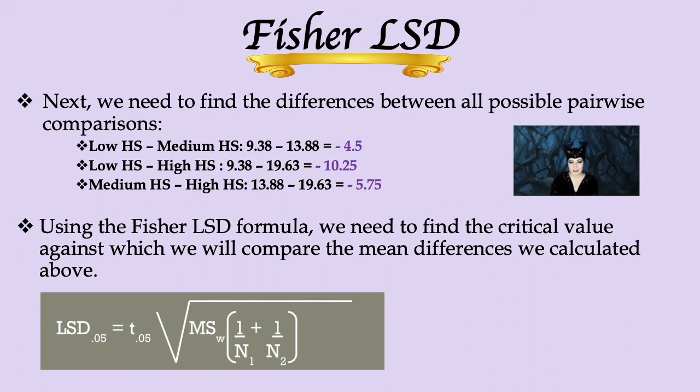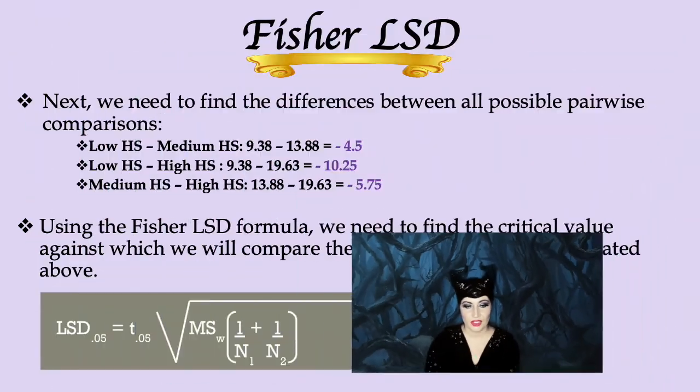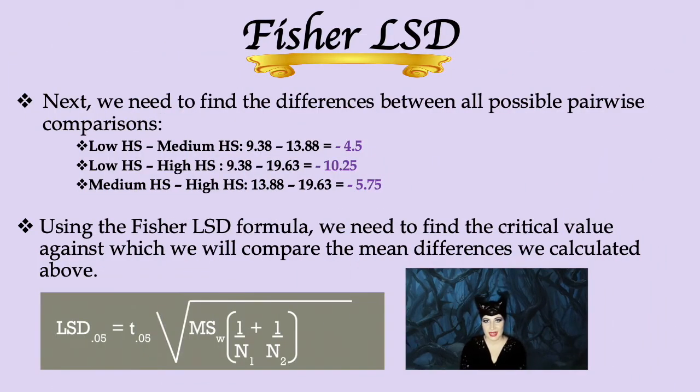So using the Fisher LSD formula, we need to find the critical value against which we're going to compare these mean differences that we calculated above. So this is the formula for the LSD post hoc analysis. We have LSD at the 0.05 level, representing 5% error, is equal to a t-value at the 0.05 level multiplied by the square root of mean squared within times 1 over the n of the sample of the first group plus 1 over n of the sample of the second group that is being compared.